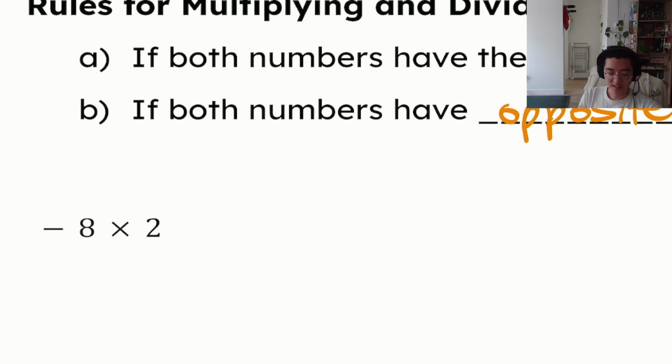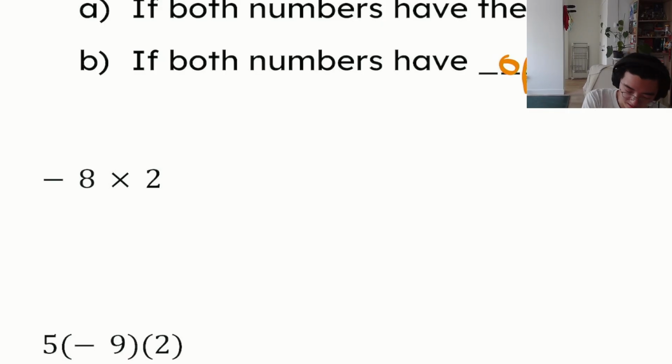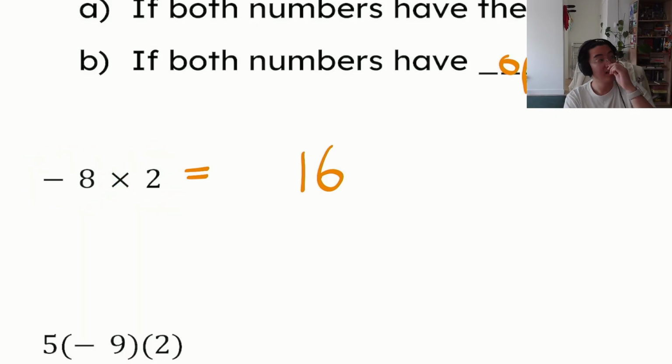So take this one: negative 8 times 2. We know for sure 2 times 8 is 16. And because we have a negative number and a positive number, different signs, opposite signs, the answer has to be negative.